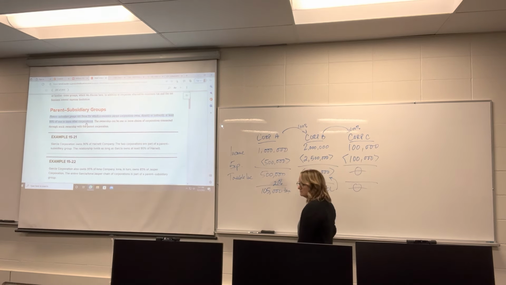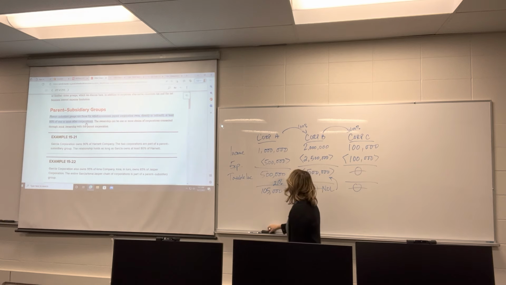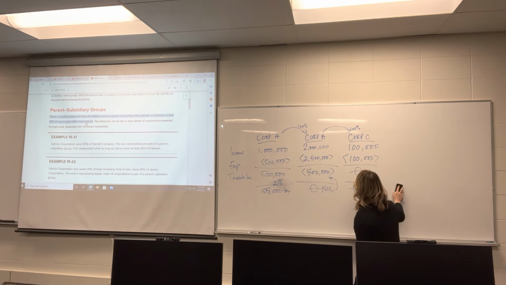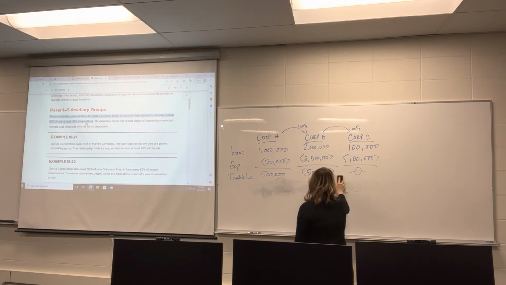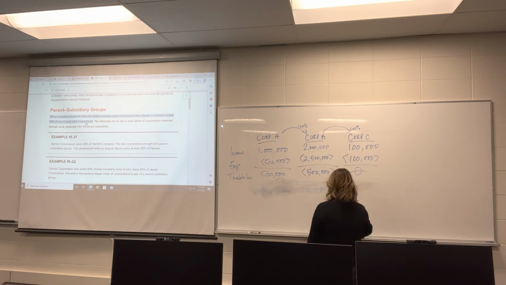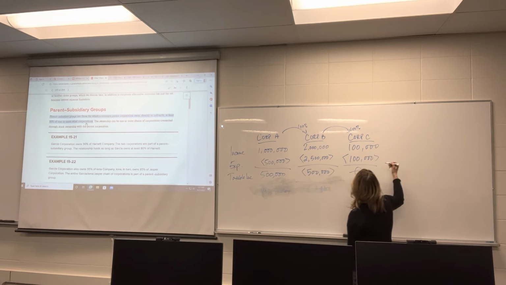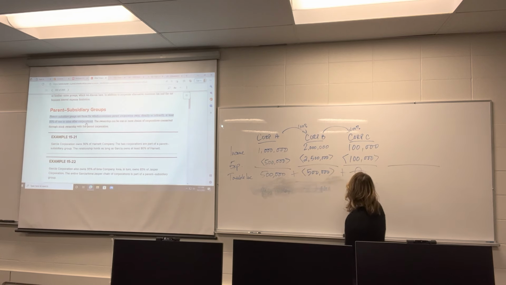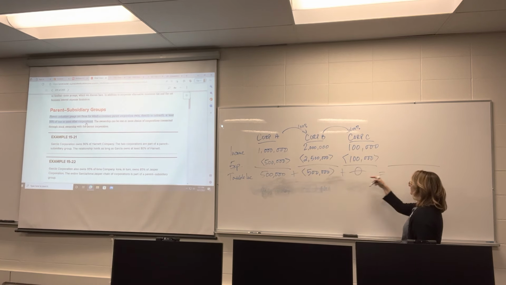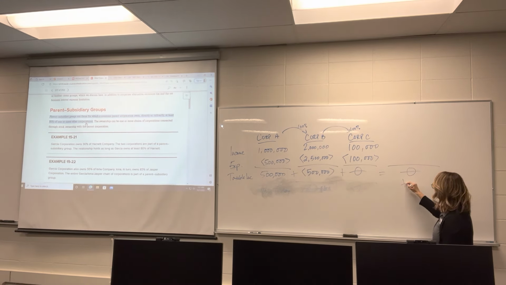With these three entities filing separately, however, what if we combine them all? If we combine them all, 500,000 minus 500,000 plus 0 is 0. Our tax is now 0.